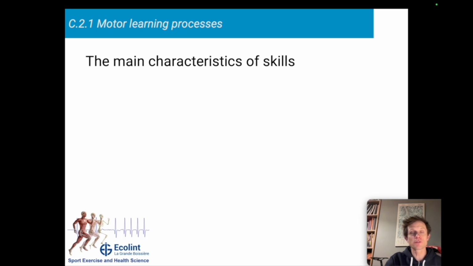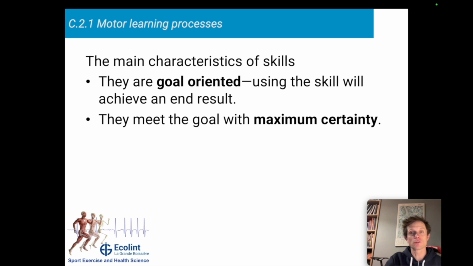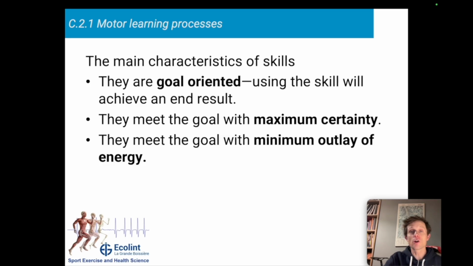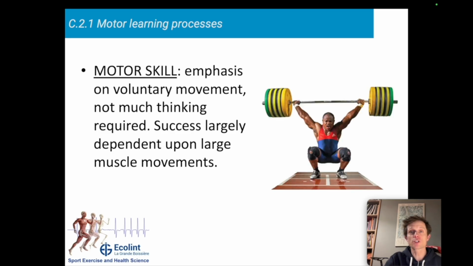Some of the main characteristics of skills that we can talk about are that they're goal-orientated, they have a specific end result in mind, and that they meet the goal with maximum certainty. They meet the goal also with a minimum outlay of energy, and they're learned through practice. If we're talking about different types of skills, we can talk about motor skills. These are skills, for example, like weightlifting, where success is largely dependent upon large muscle movements. So these are where there's not a huge amount of precision involved, and it's largely the amount of force we can produce that's going to determine our success.